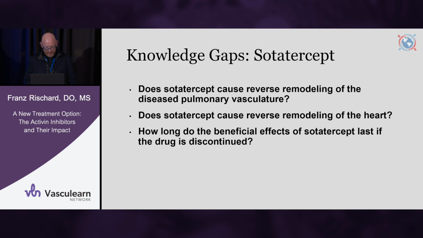So what we're going to address today is activin inhibitors. There's one available by the FDA, which in this case was sotatercept. And so we will discuss whether or not there may be reverse remodeling of the pulmonary vasculature occurring. And then whether sotatercept does reverse remodeling of the heart, and the third factor we discussed already.